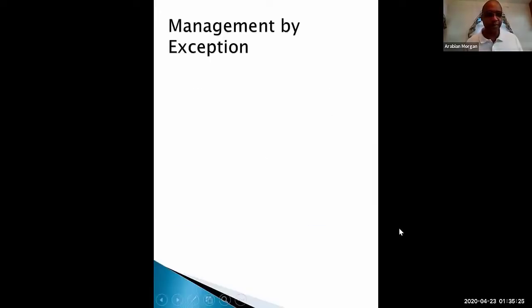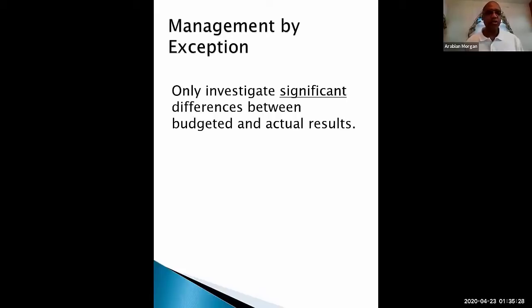So here we go. We're going to page 401, and I'm going to share my screen with you. All right, so budgetary control concepts and terminology is what we have here. So let's just walk through some of this terminology. The first one you should be familiar with, management by exception. This says only investigate significant differences between budgeted and actual results. Okay, and the key here is significant. That means the big differences.